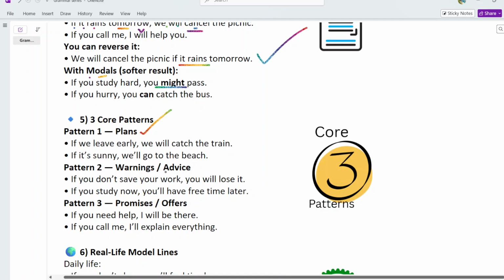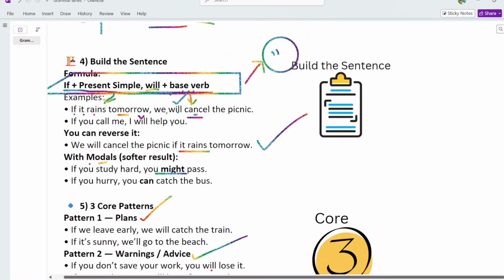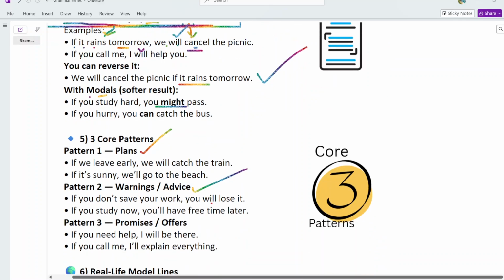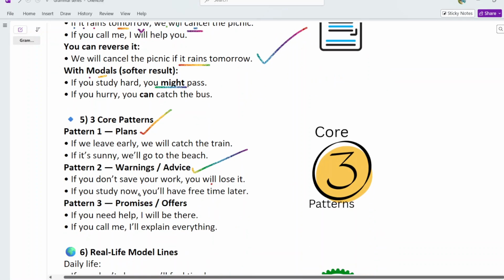When you have to give warnings or advice, pattern 2, you would sound like this. If you don't save your work, you will lose it. It's advice, right? See the prominent use of will? Again, if you look at the formula, there is our will here. So if you study now, you'll have free time later.